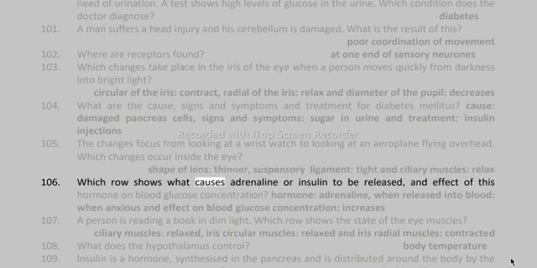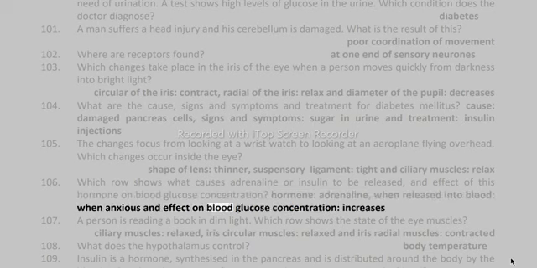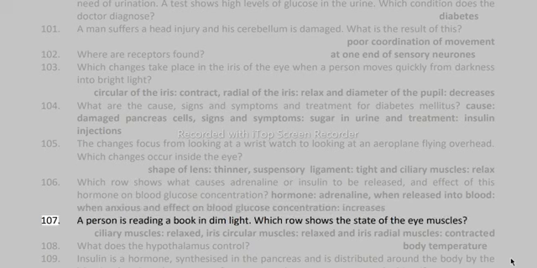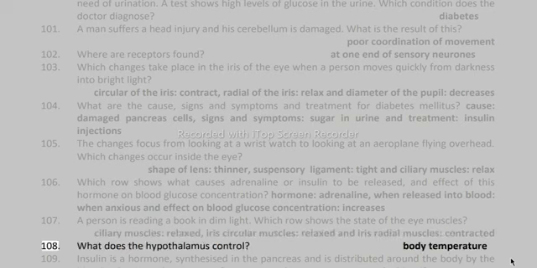106. Which row shows what causes adrenaline or insulin to be released, and an effect of this hormone on blood glucose concentration? Hormone adrenaline, released into blood when anxious, effect on blood glucose concentration: increases. 107. A person is reading a book in dim light. Which row shows the state of the eye muscles? Ciliary muscles relaxed, iris circular muscles relaxed, and iris radial muscles contracted.